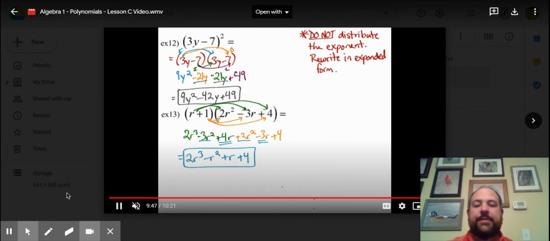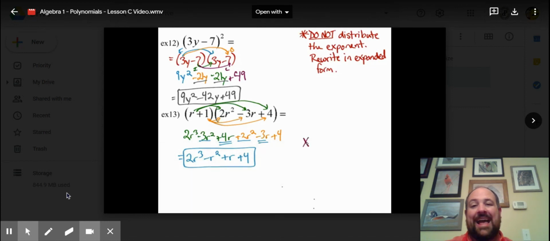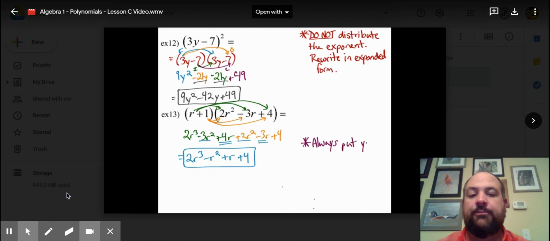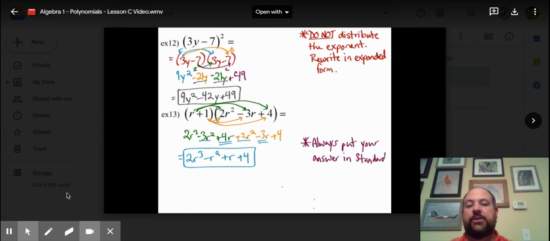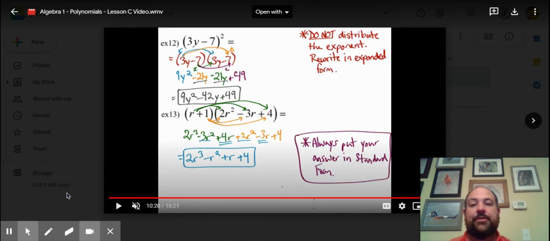Just a reminder, you've heard me say this multiple times throughout the video. When we were multiplying these and writing out our answer, we want to make sure that we always put our answer into standard form, meaning always start with the largest exponent down to the smallest exponent. So we want to make sure we do that. And we talked a little bit about this last week. Part of the reason we use standard form is to make it easy for us to compare our answers to other people's answers. It tells us information about the polynomial. And in this case, it's good habit to always write our answers in that form.